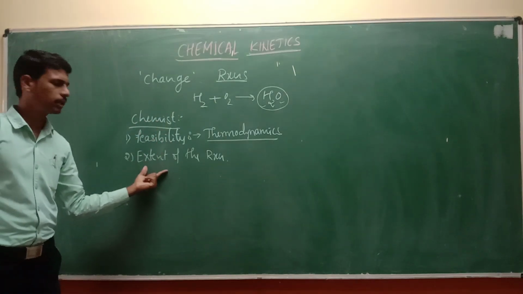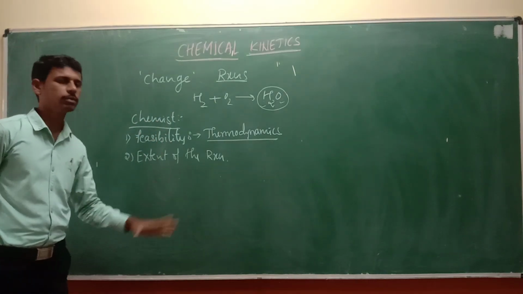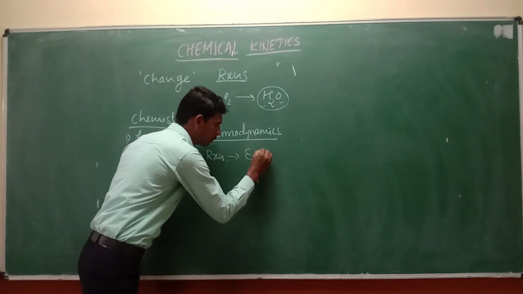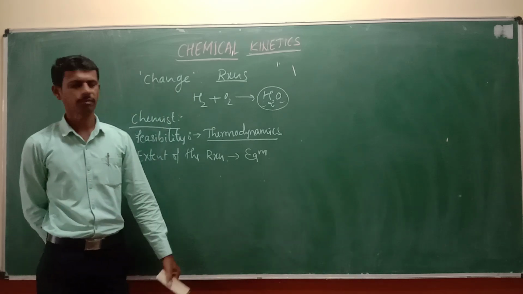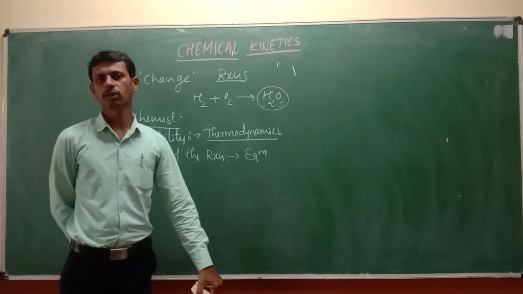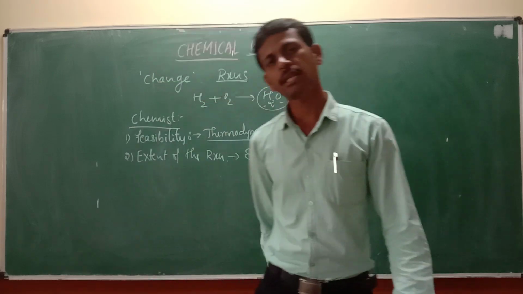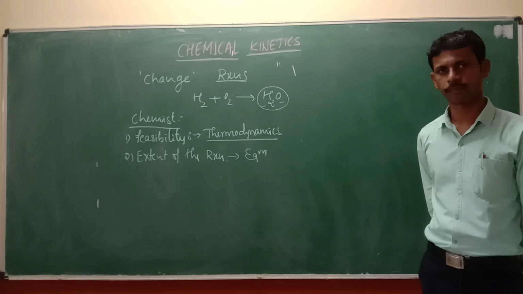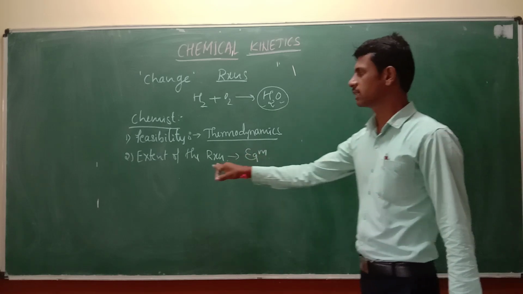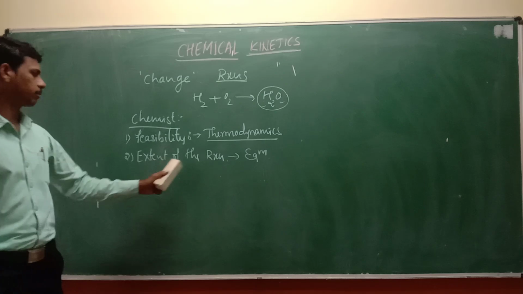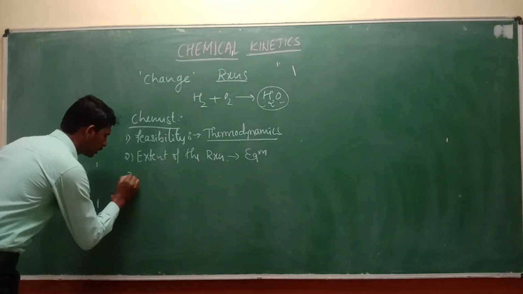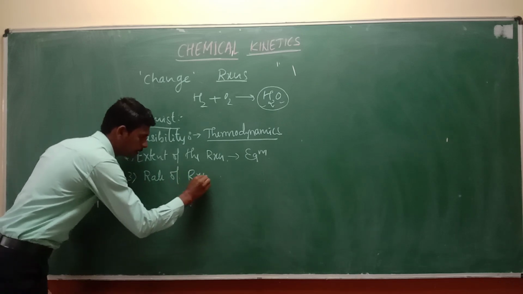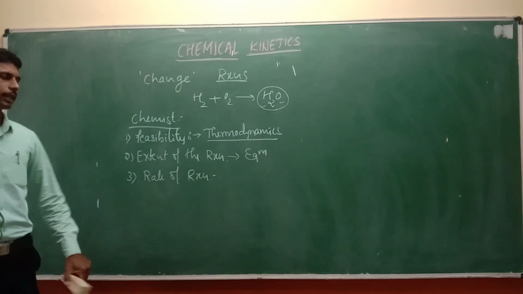The next point, the extent of the reaction, is dealt with by the chapter equilibrium. Already we discussed the chapter equilibrium in the first year. When the reaction attains equilibrium, we say the reaction is stopped. That is determined by the extent of the reaction. Then the third one is the rate of reaction.